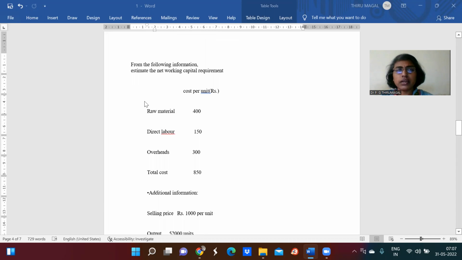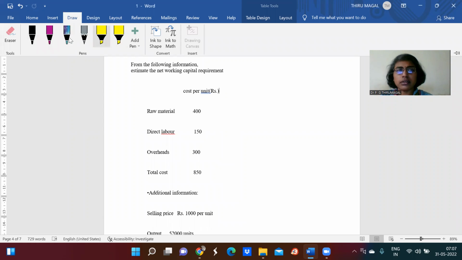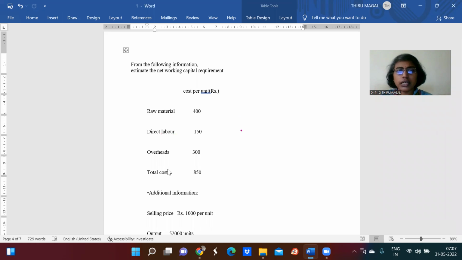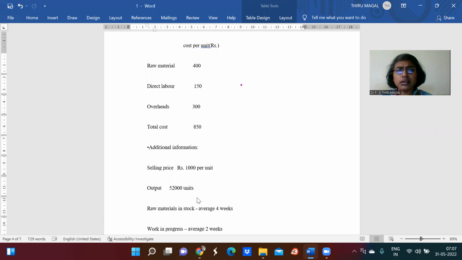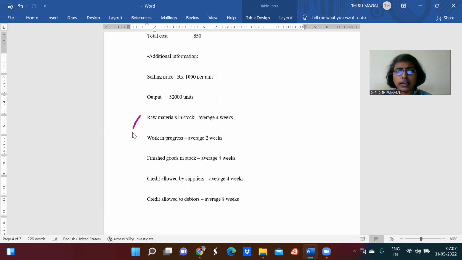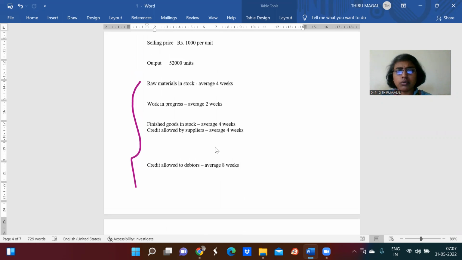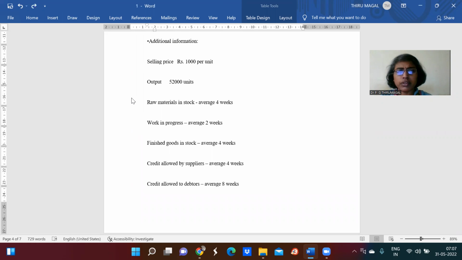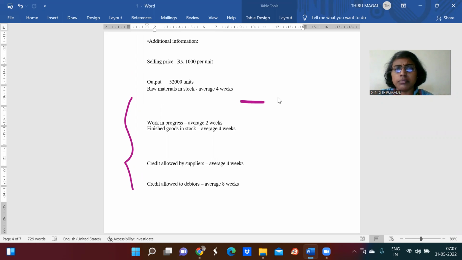Now, as we have discussed in the previous session, we need to identify what are all the current assets and what are all the current liabilities. As per this problem, these are the unit cost as well as the number of units. From this, the real data starts. Raw material is a current asset. Work in progress and finished goods, these two are also current assets.